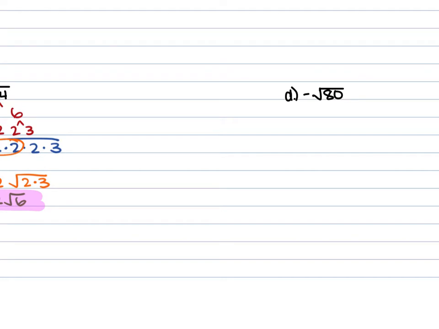Look to see where that negative is. It's outside of your radical, so it's perfectly fine where it's at. You're going to be doing negative 1 times whatever the square root of 80 is. To find the square root of 80, take the prime factorization of it. 80 is 8 and 10. The 8 is 2 and 4. The 4 is 2 and 2. The 10 is 2 and 5.